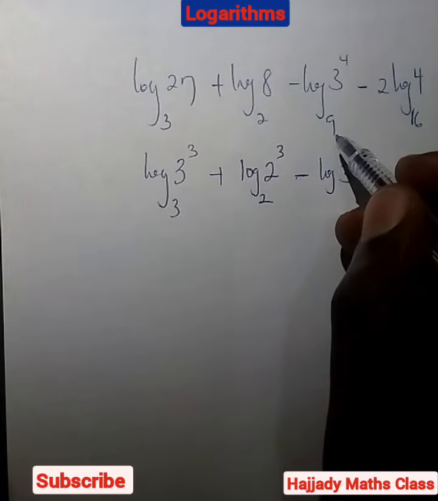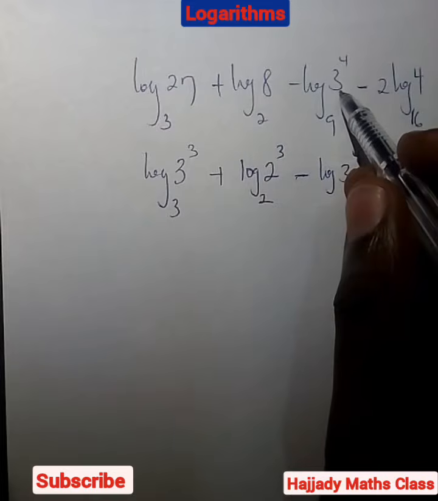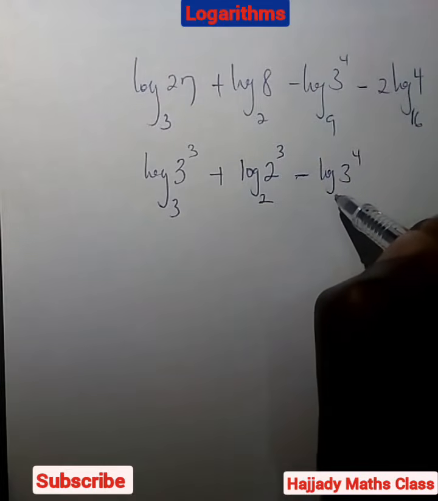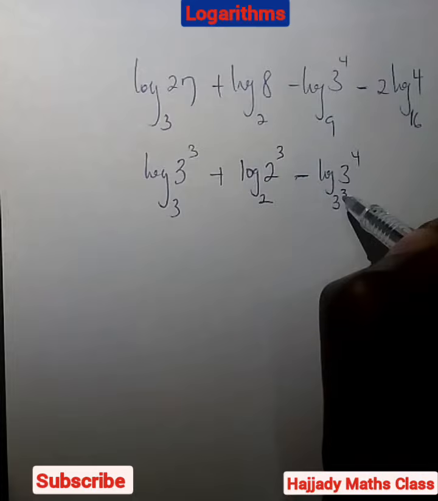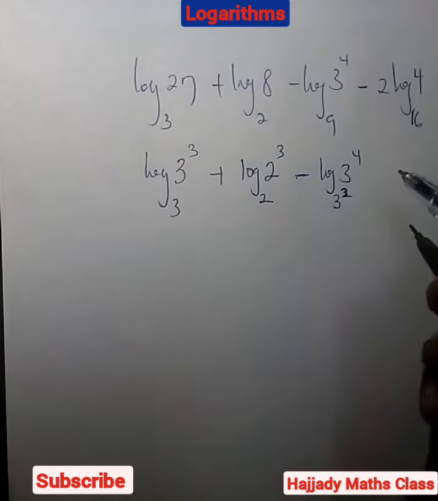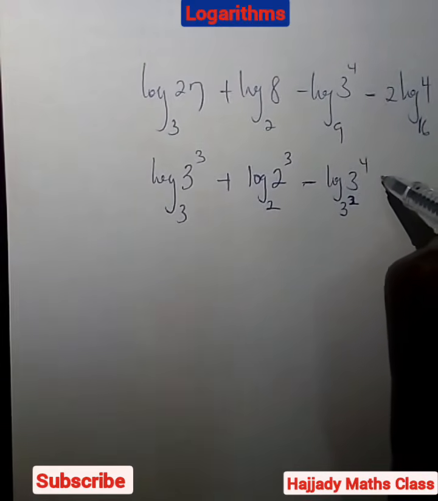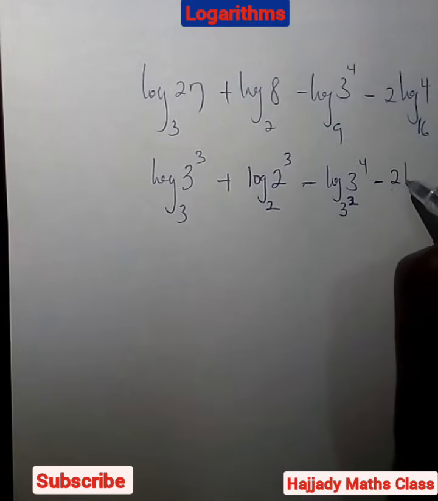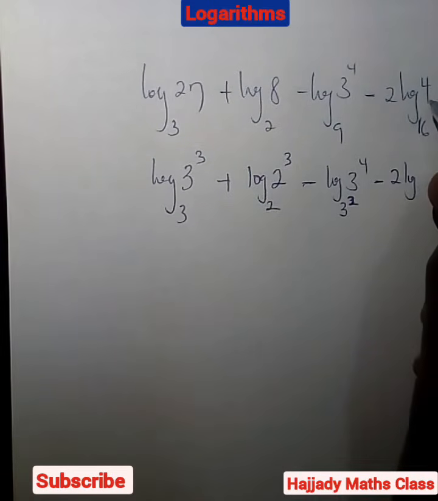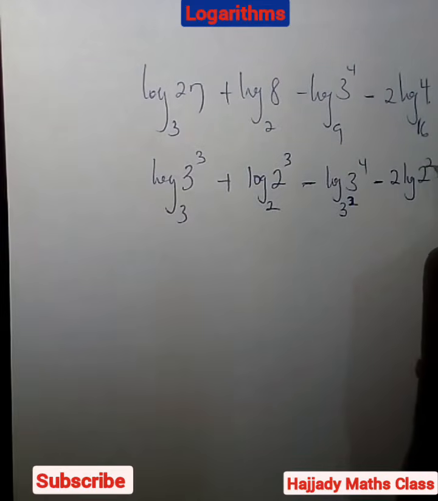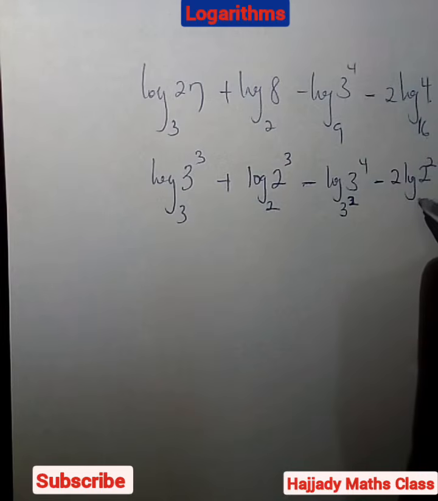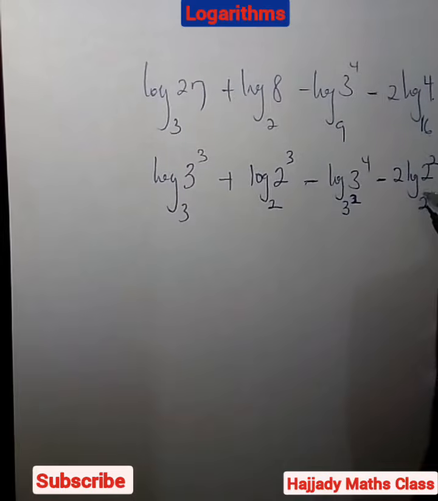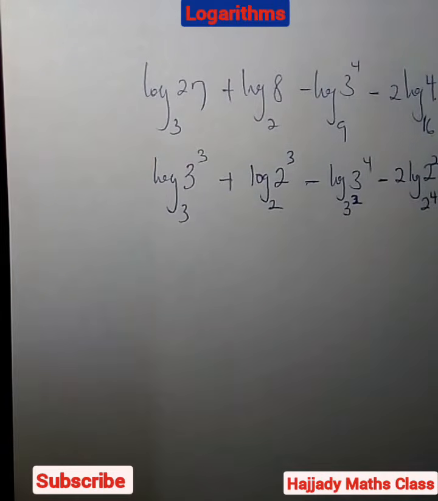Looking at the base, the 9 can be expressed in powers of 3. So 9 is the same thing as 3 raised to power 2. And lastly here we have minus 2 log. We can reduce this to powers of 2. 4 is the same as 2 raised to power 2, while 16 is the same as 2 raised to power 4. 2 raised to power 4 means 2 times 2 times 2 times 2, and that gives us 16.